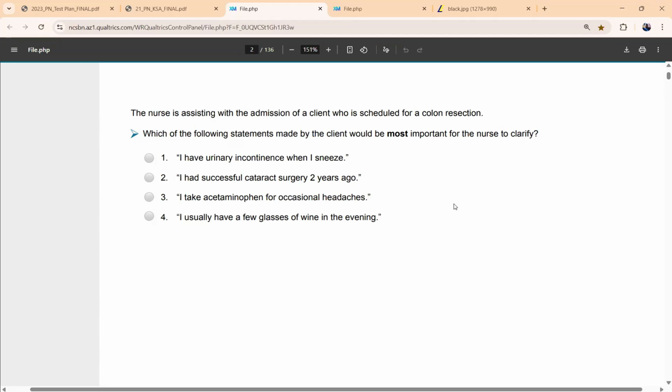The nurse is assisting with the admission of a client scheduled for colon resection. Now what are you doing here? You are assisting with the admission. Obviously, who does the admission? The registered nurse. It is not the scope of practice of the PN. Now, what I'm seeing in this question, if you are seeing the same thing I am, is that we have you, the nurse, and you are assisting with the admission, because this is the task.